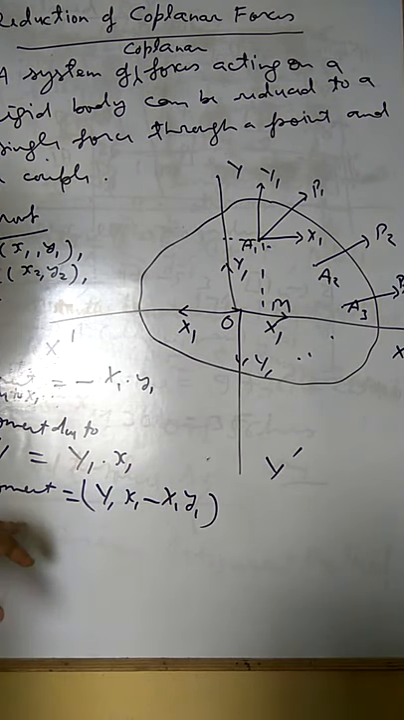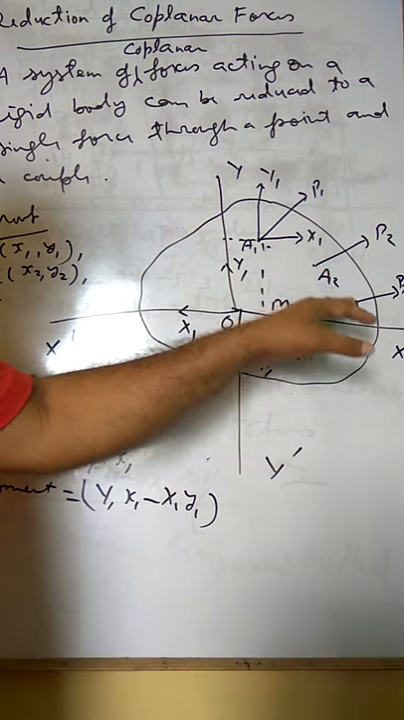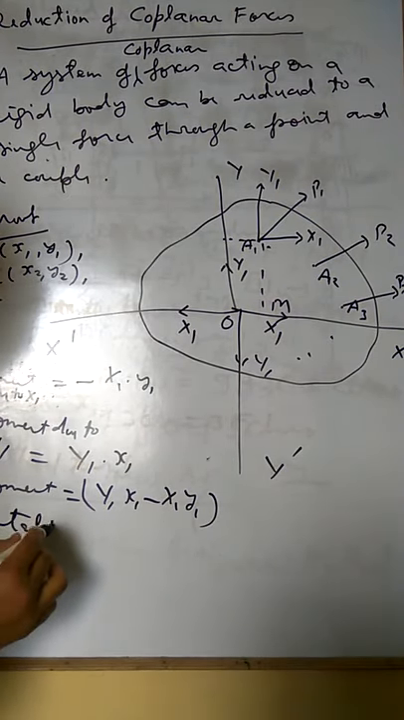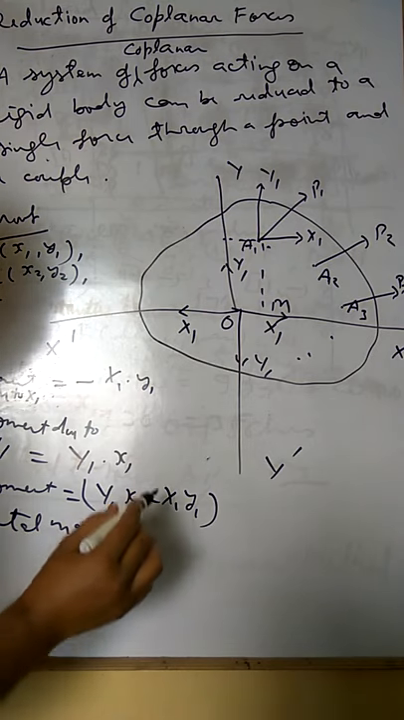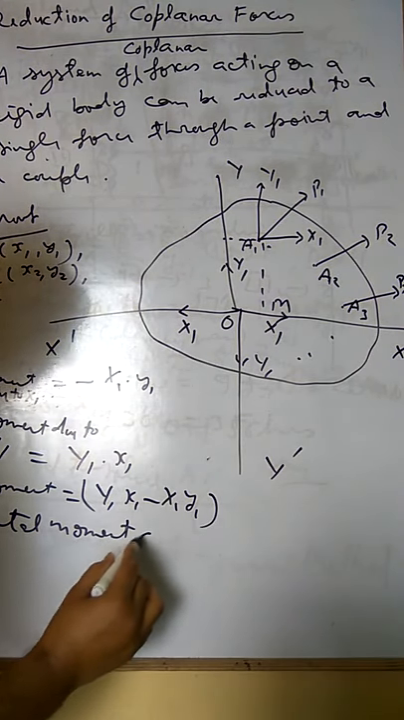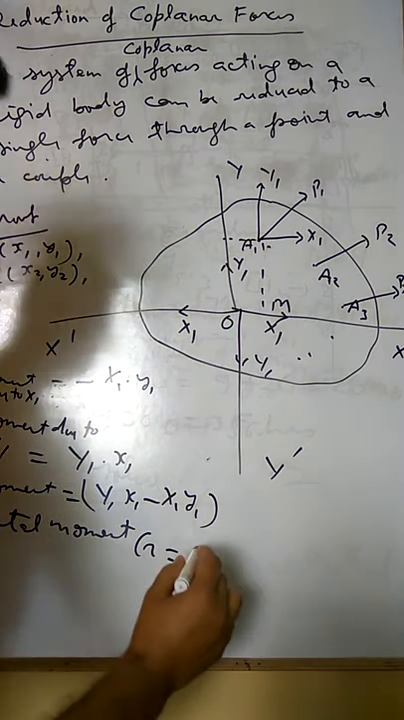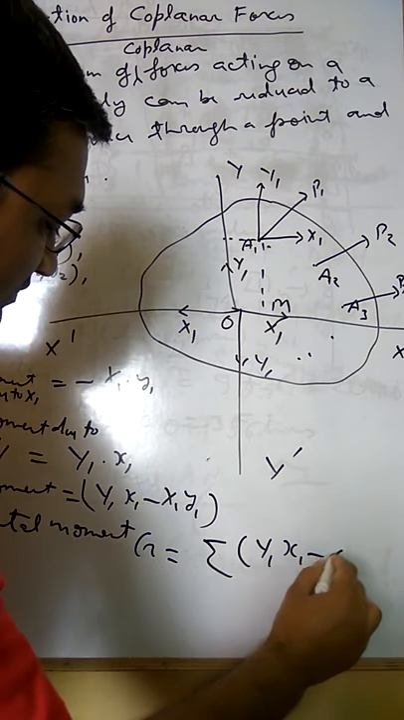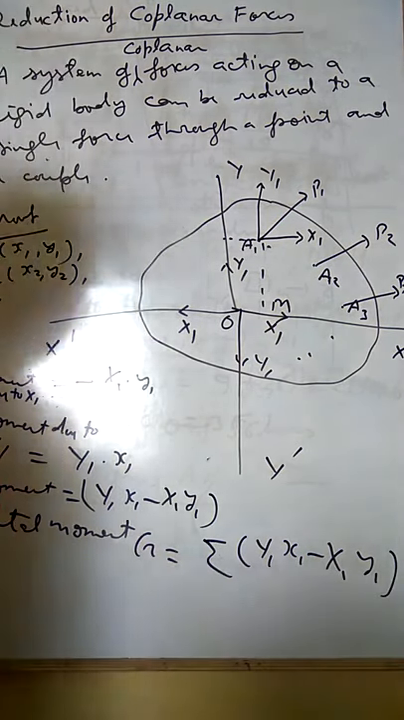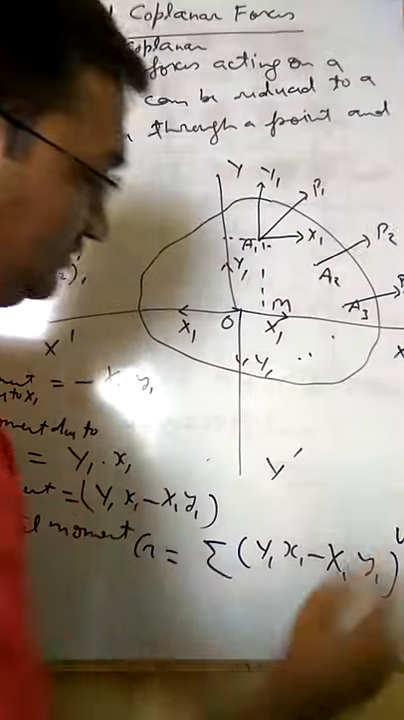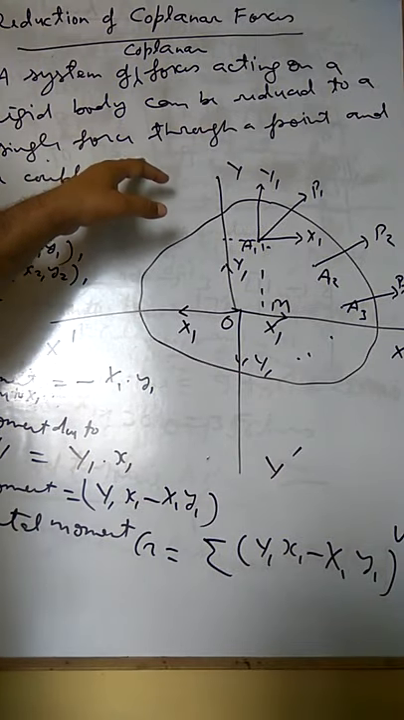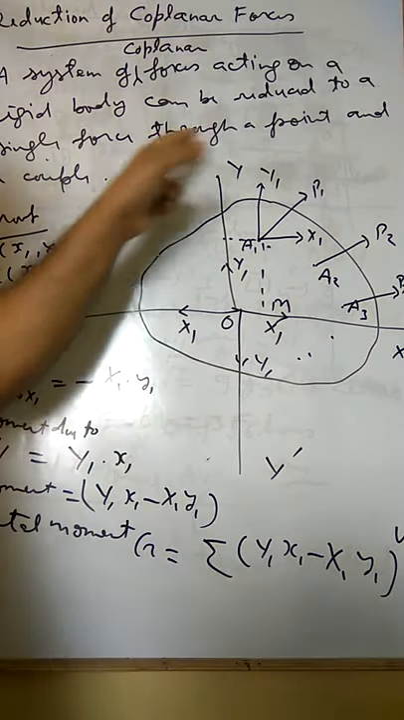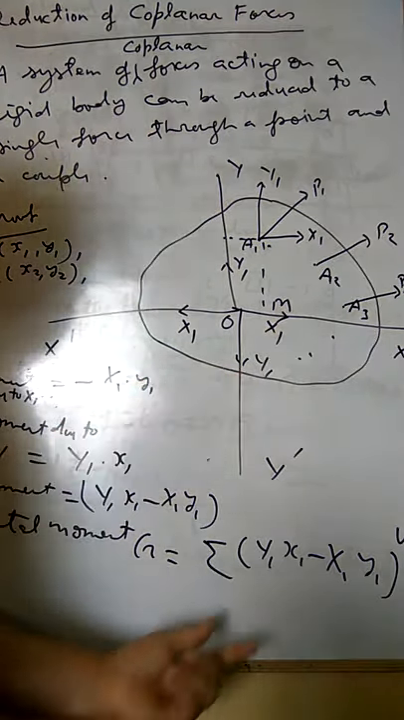Similarly, we can do for all other forces. So the total moment G is equal to summation of y1 x1 minus x1 y1. This is our first result, that a system of forces is reduced to a couple. Now we need to show that the system of forces is reduced to a force also.